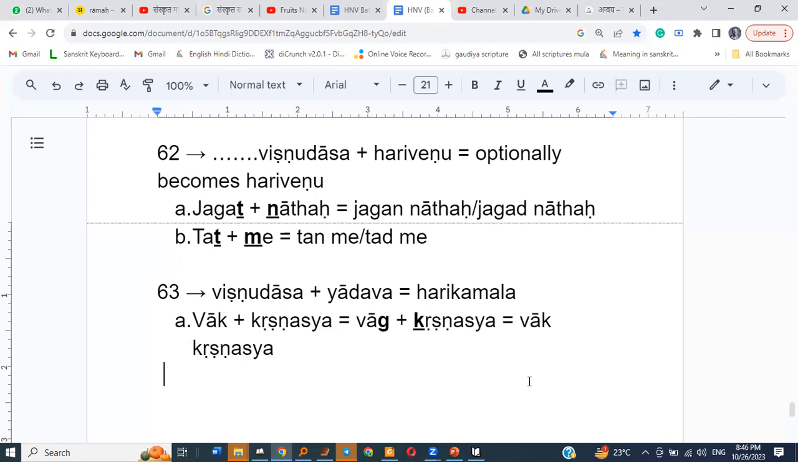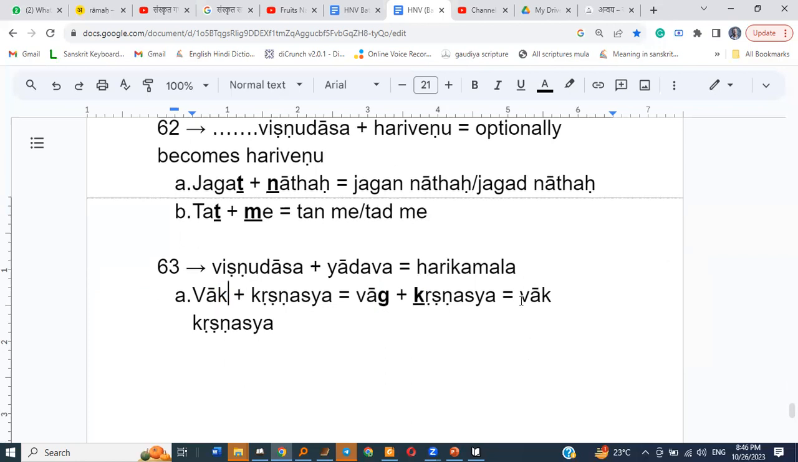So this is one way of understanding. Or we can understand directly also that if there is a Yadava, then the Vishnudasa, if it is not a Harikamala, will become a Harikamala. And if it is a Harikamala already, then it will remain a Harikamala. So both understandings are okay. I mean, the final result matters.